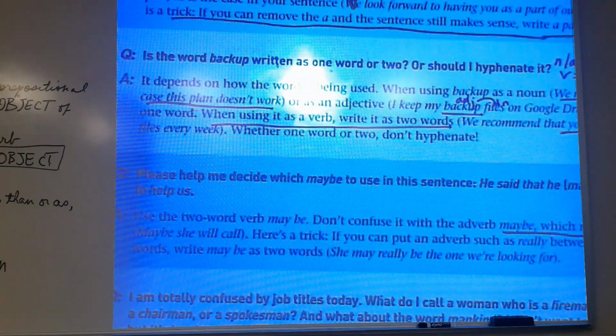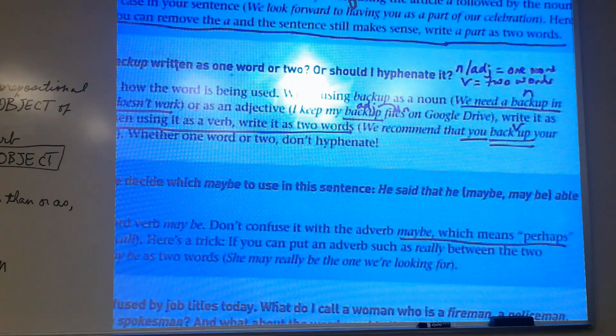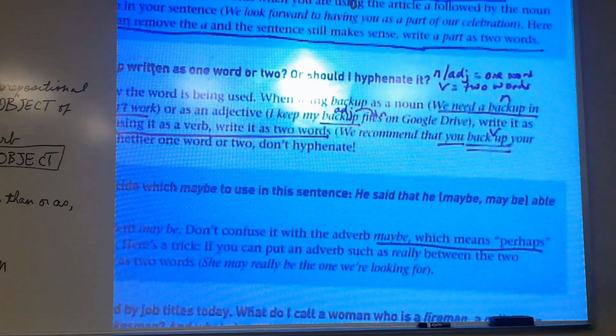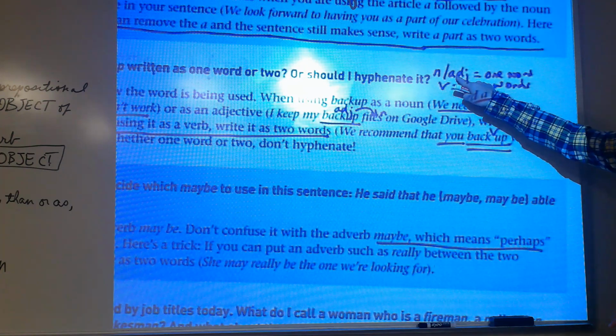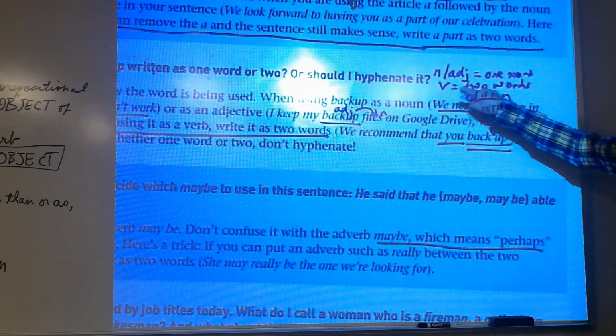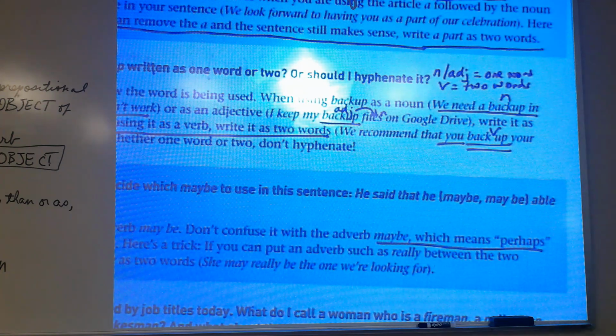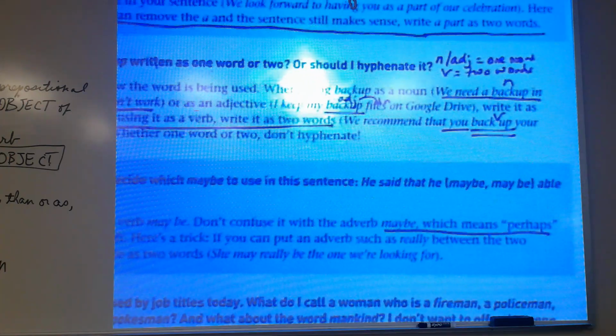Then, is the word backup written as one word or two, or should I hyphenate it? Never hyphenate it. If it's used as a noun or an adjective, it's one word. If it's used as a verb, it's two words. Hopefully that'll be helpful for you.